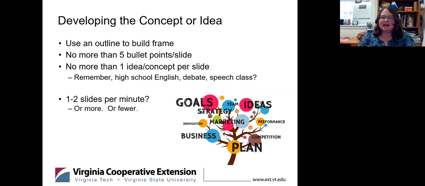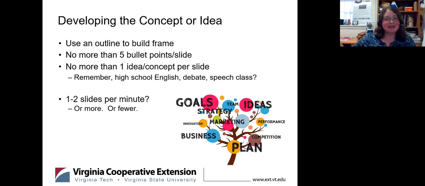So diving into the concepts and ideas, we already talked about the outline a little bit. That's helping you build the frame that you're going to work from. So in general, you don't want any more than 5 bullet points per slide. More than that, the text becomes smaller, which we're going to talk about later. And it becomes harder to read. People can start becoming confused.